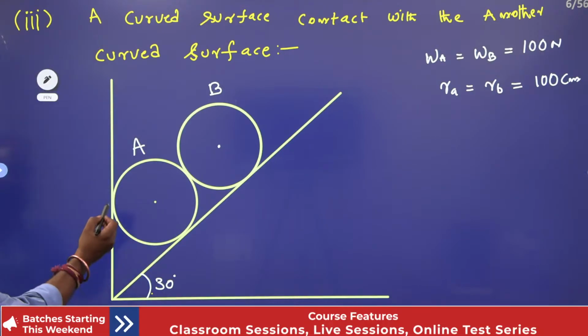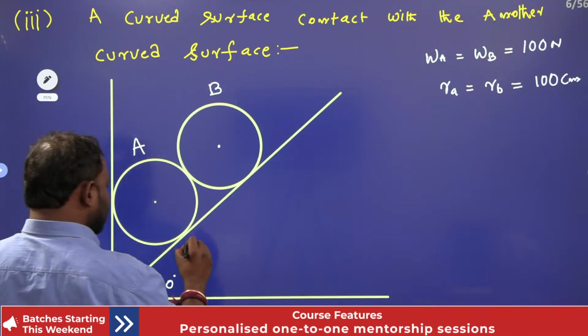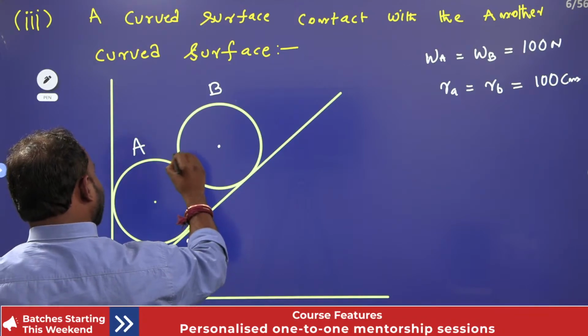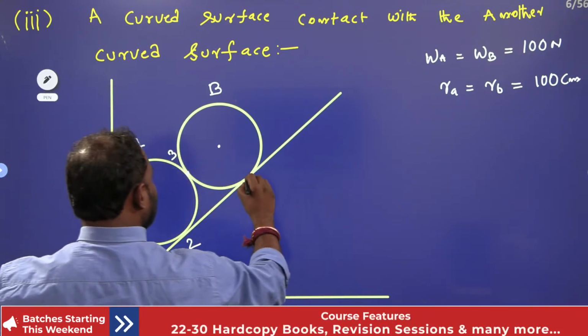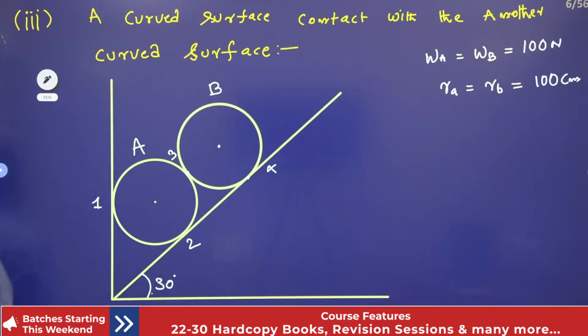Now this ball is contacting over here. This I am taking as contact 1. Okay, and say this is contact 2, right? Now this is contact 3. Okay. Now this is contact 4. So 4 contacts are there, right?